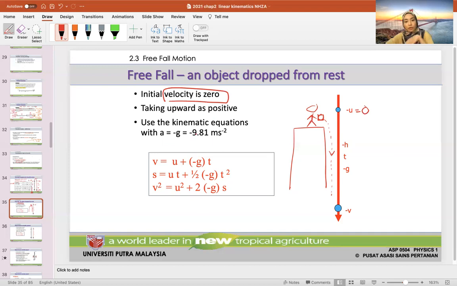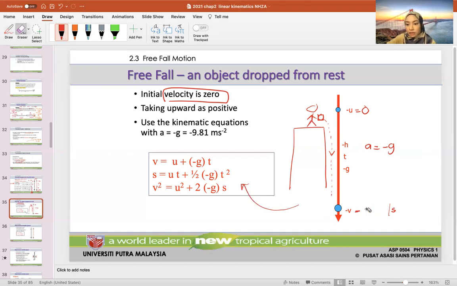Then taking upward as positive, use the kinematic equation. So we have our U as 0. So because of acceleration minus g, this value will keep on increasing. Let's say kat bawah ni dia jadi minus 20. Dia increase tapi negatively. Hadiah ex dia tu bila sampai kat bawah minus 20 meter per second. Okay, so macam mana kita nak tahu value minus 20 meter per second ni? So daripada linear kinematic equation.